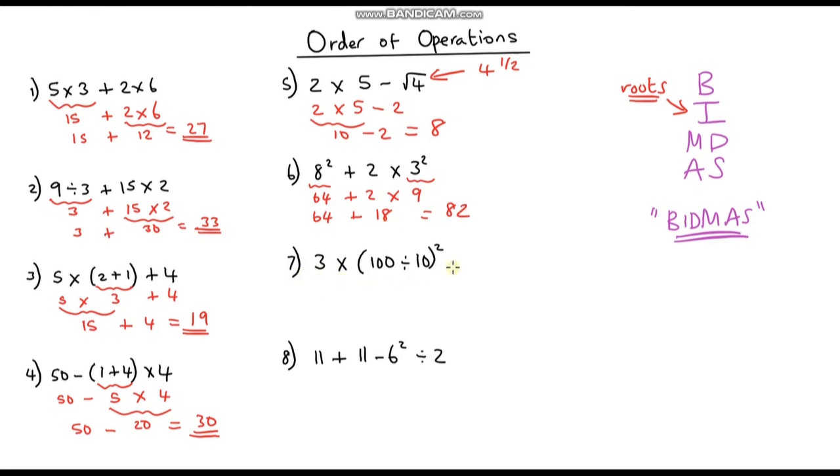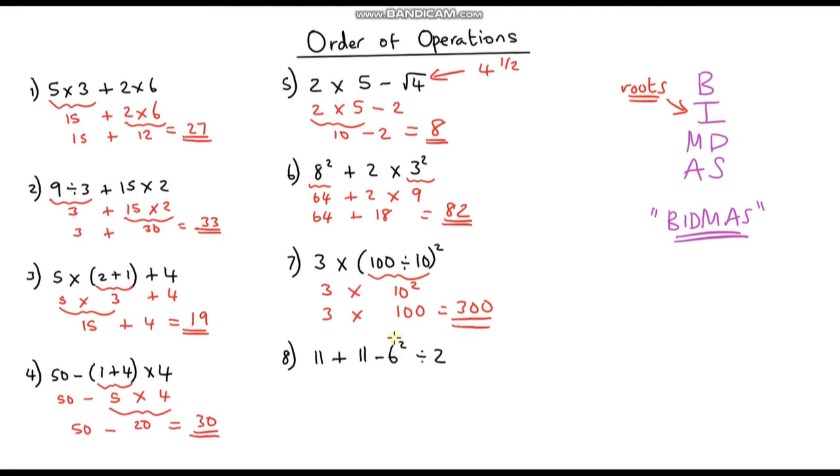Okay, question 7, we do have brackets, so let's evaluate the brackets first. 100 divided by 10 gives us 10, so we're left with 3 times 10 squared, and now we'll do the indices. 10 squared is 100, so we've got 3 times 100, which is 300. Let's just underline these answers.